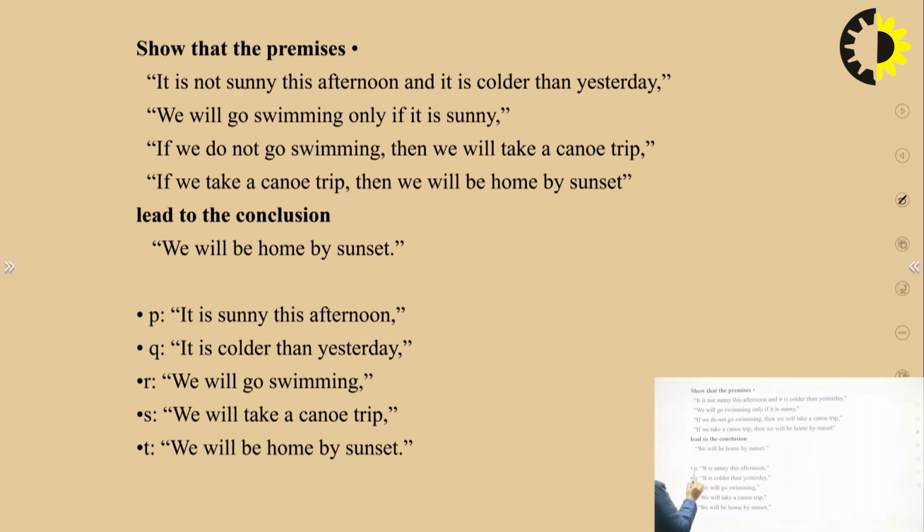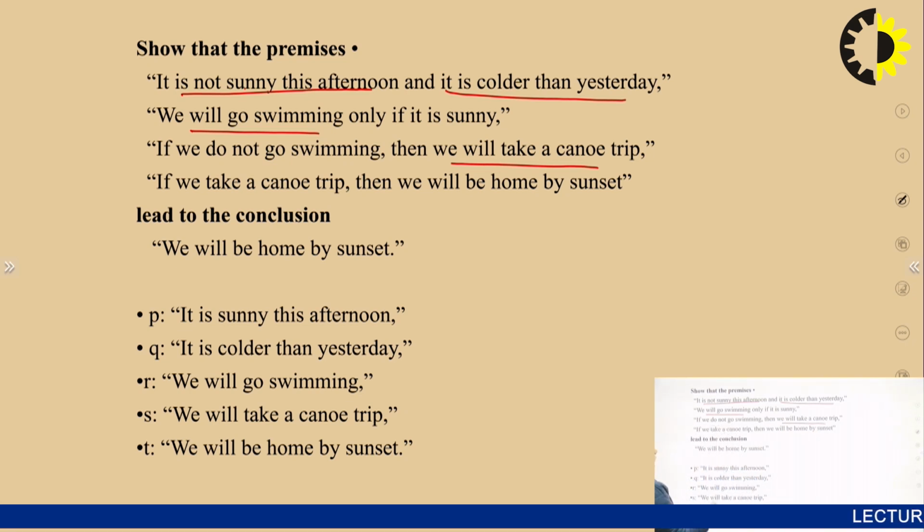How? Premise P: it is sunny this afternoon. We have taken this. Next Q: it is colder than yesterday. Then third, R: we will go swimming. Again, if it is sunny, it is already given. We have taken in the previous one that it is sunny. Next, we go to swim, already taken. We will take a canoe trip, we have put in S. Then T: we will be home by sunset, which is also our conclusion.